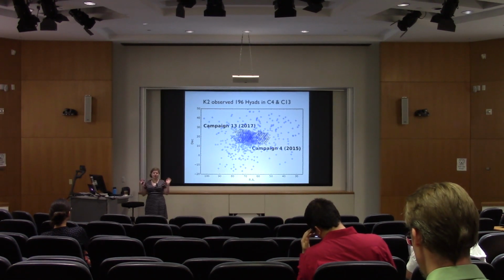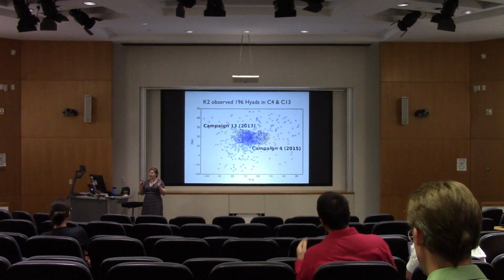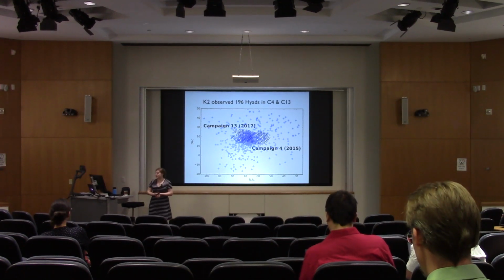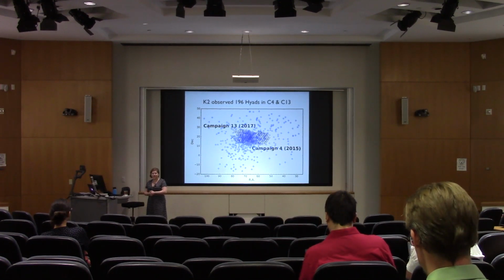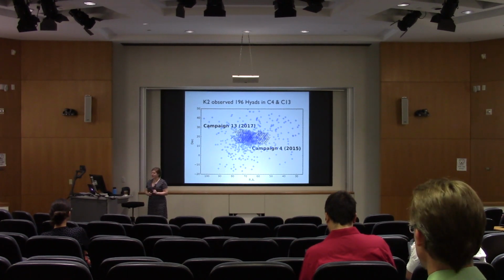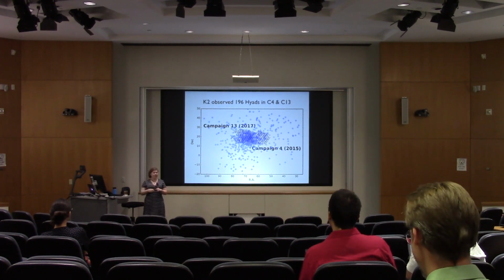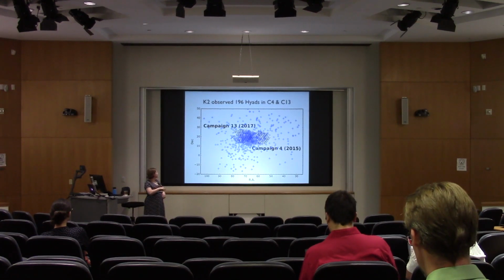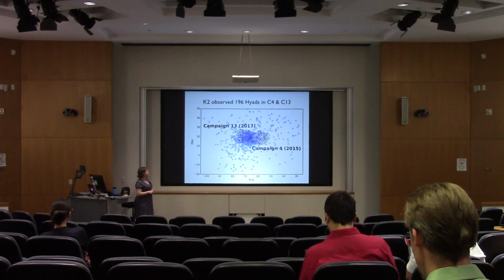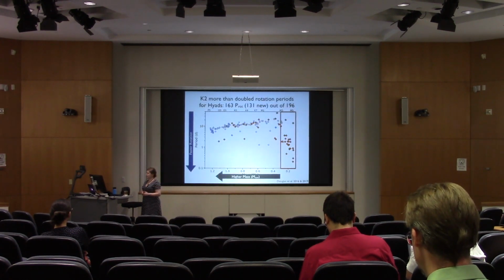So when the Kepler mission broke, the reaction wheels broke, and they had to point in the ecliptic. It was unfortunate for a lot of exoplanet studies, but really great for my thesis. So as I said, the Hyades cover at least 70 degrees in both RA and DEC. And between K2 Campaign 4 and Campaign 13, it surveyed 196 Hyades in the cluster core, which is huge. There were only about 80 periods known before K2.